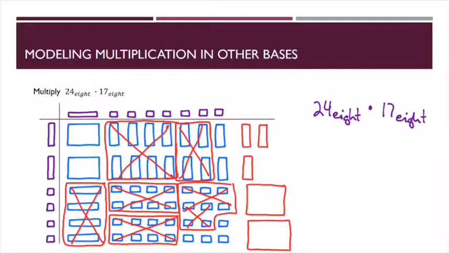So 24 base 8 times 17 base 8 is going to be 4 flats and 1, 2, 3, 4, 5 longs and 1, 2, 3, 4 units, and that is base 8. So 454 base 8. And that is how you model multiplication in bases other than 10 using the concrete model.